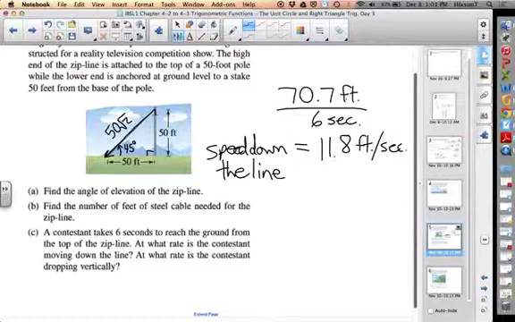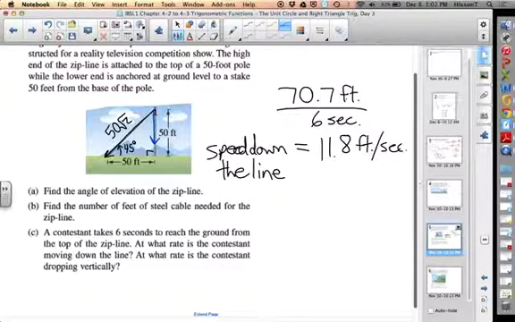Now, the second part of this question might have been a little bit of a challenge, especially if you've never had any kind of physics at all, because this is dealing with the mathematical concept of a vector. They're not talking about vectors, but that's really what we're working with here. At what rate is the contestant dropping vertically? Can you set it up like 70.7 over 6 equals 50 over x?